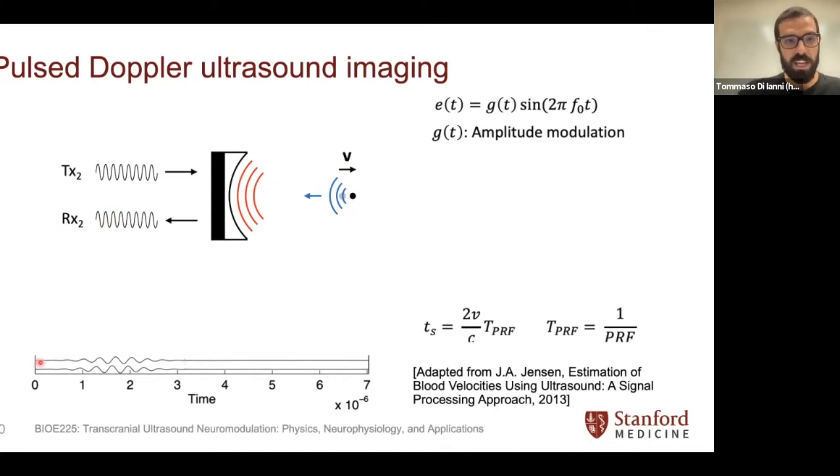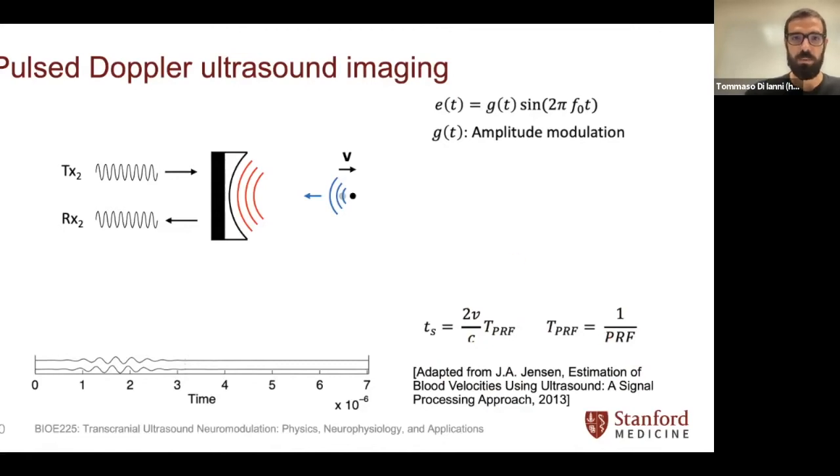And if you pay attention down here, if you look closely, you will notice that the two pulses are now shifted in time. And this is because the time of flight from the transducer to the scatterer and then back has increased. And it has increased by this time shift here, TS, that is equal to 2V, where V is the velocity of the scatterer, divided by the speed of sound and multiplied by the pulse repetition period that we call here TPRF, that is equal to 1 over the pulse repetition frequency.